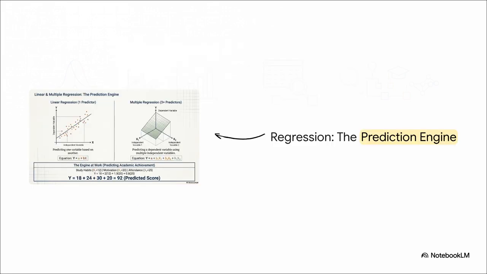Building logically from correlation, regression takes us a powerful step further. It acts as our actual prediction engine. Linear regression relies on one predictor, mapping an equation of y equals a plus bx, while multiple regression utilizes 3 or more. By plugging in independent variables, things like study habits, motivation, and attendance, into our equation, we don't just see a relationship, we can calculate a precise, predicted academic score, like predicting a 92 for a specific student.